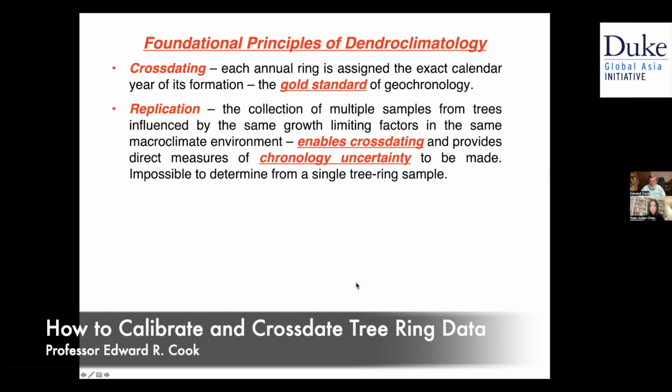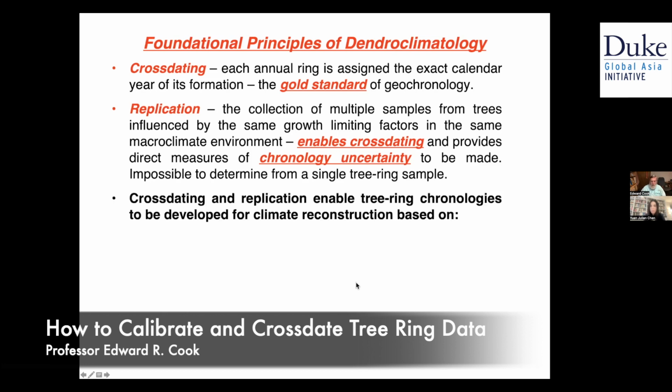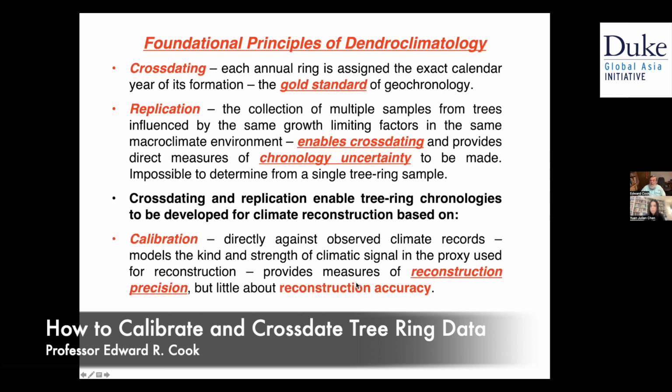It's a collection of multiple samples from trees influenced by the same growth limiting factors in the same macroclimatic environment, be it on the top of a mountain or in a valley or such like that. And this is what enables cross-dating because you can compare patterns of wide and narrow rings from tree to tree. And it also provides direct measures of chronology uncertainty to be made.